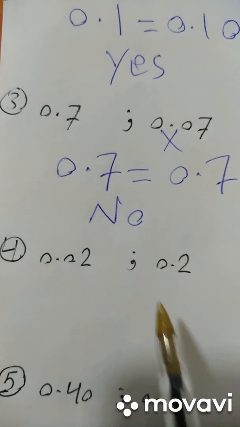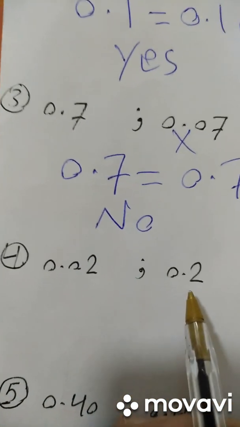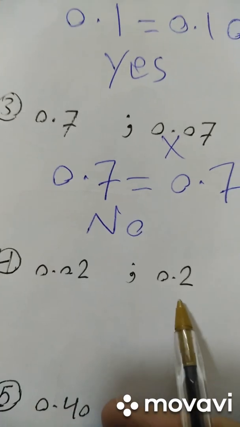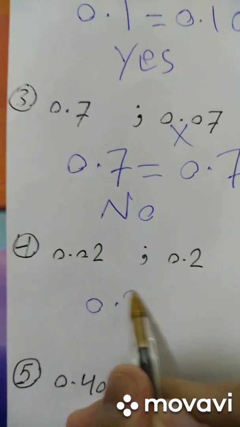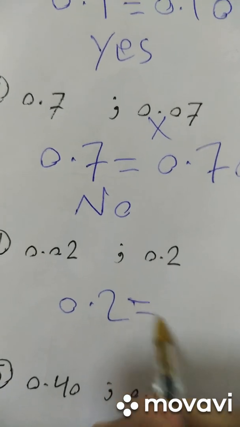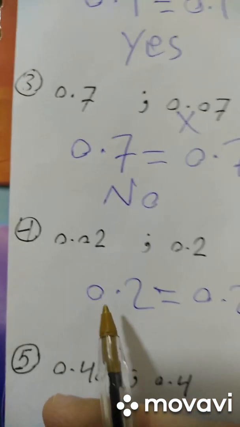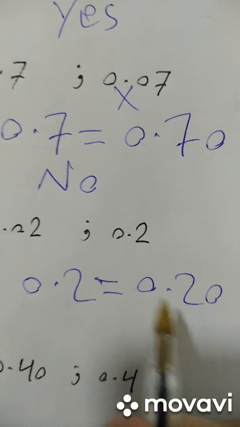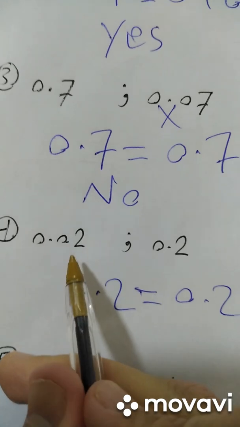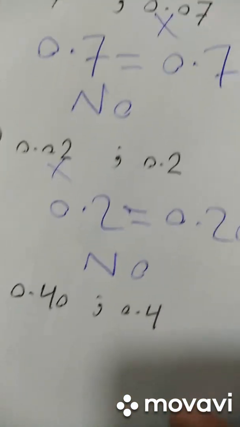Number 4, 2 hundredths and 2 tenths. Are they equivalent? We know that 2 tenths equals 20 hundredths. So it is wrong. So no, they are not equivalent.